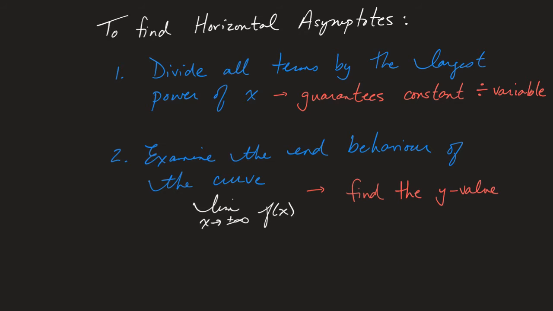After we've done step 1, we can just finish it off and examine the end behavior by discussing going forever to the left, forever to the right. We're going to examine the limit as x approaches positive or negative infinity. What are we doing again? You see it in the red. We're just finding the y value that the curve is going to approach.